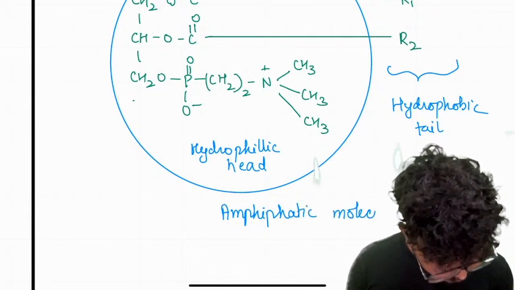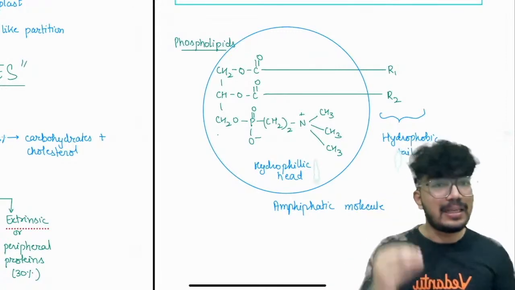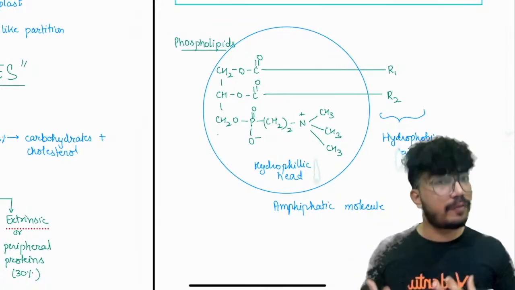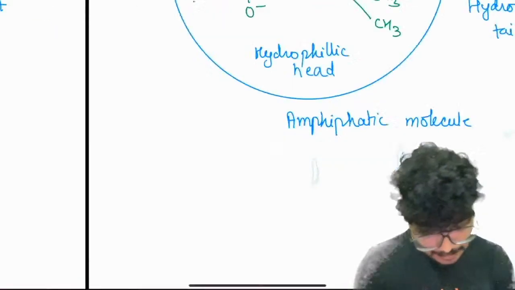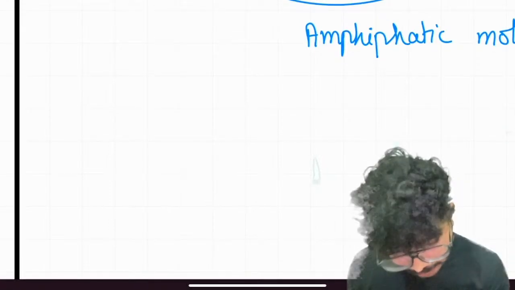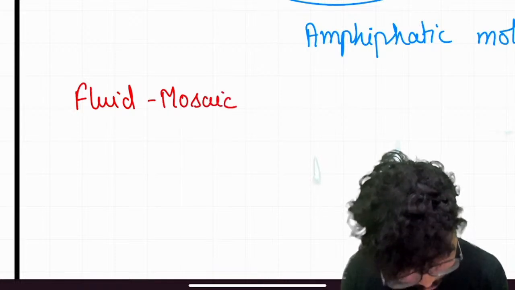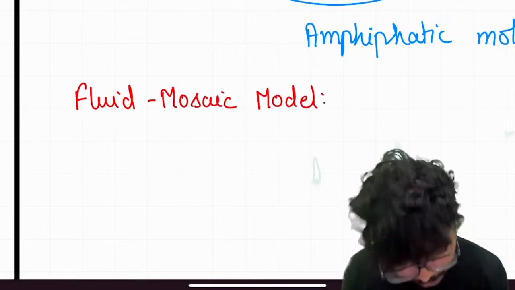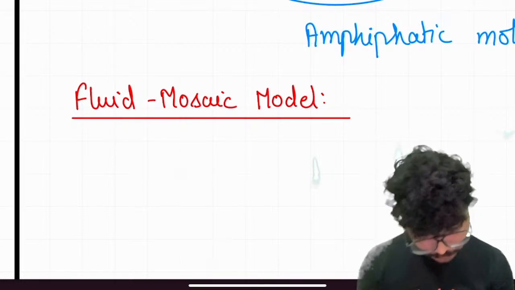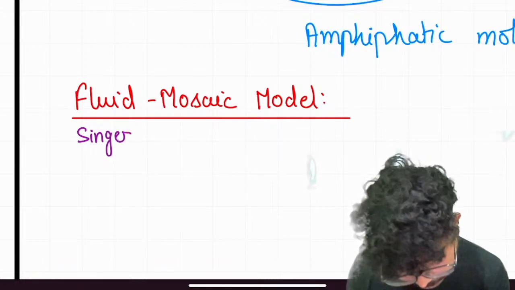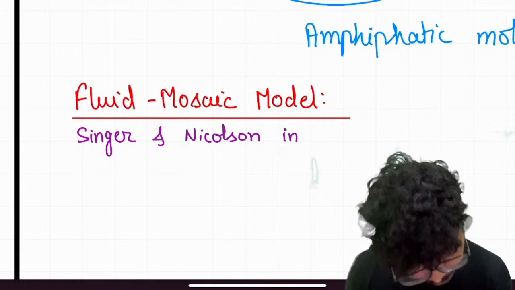Right? So now we are ready to discuss the fluid mosaic model that explains the structure of the plasma membrane, that was given by Singer and Nicholson in year 1972. Okay, so the next topic that we are going to be starting with is the fluid mosaic model. This model was given by Singer and Nicholson. Let me just change the color of the pen. It was given by Singer and Nicholson in year 1972.